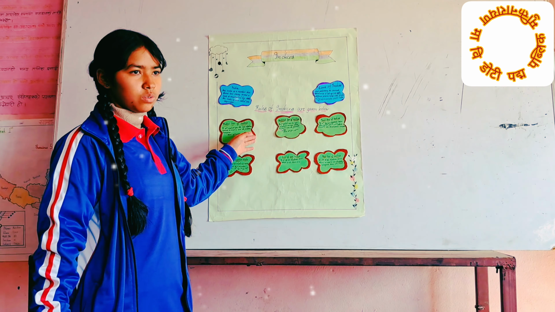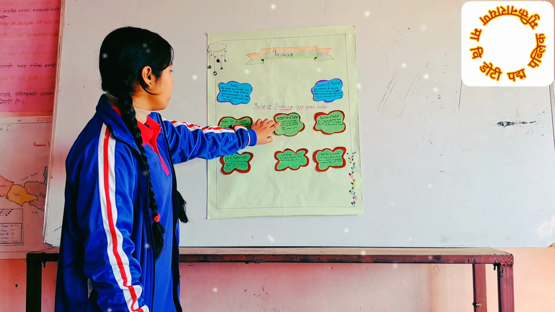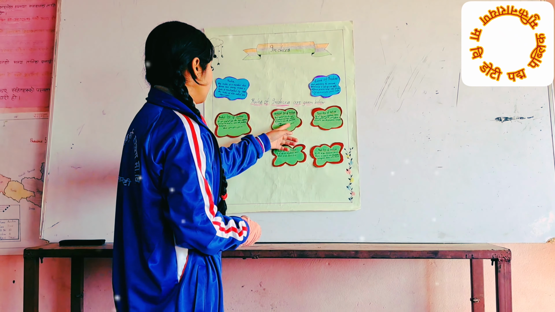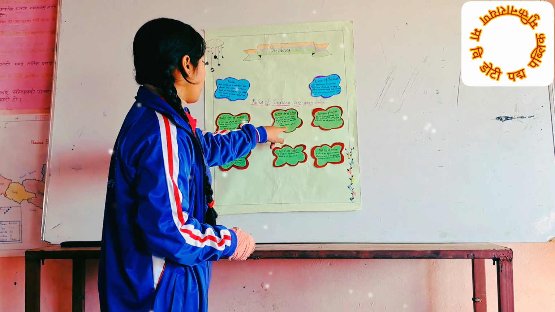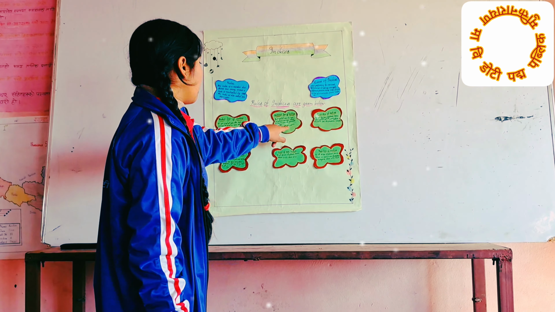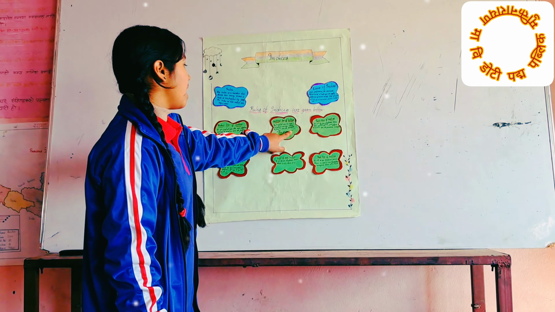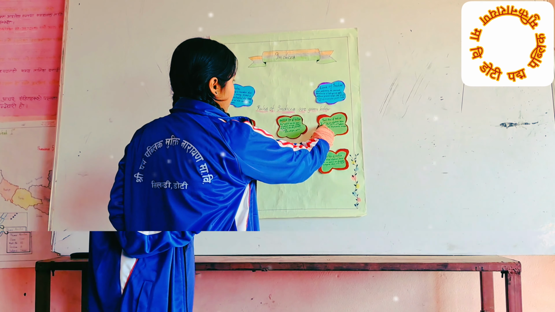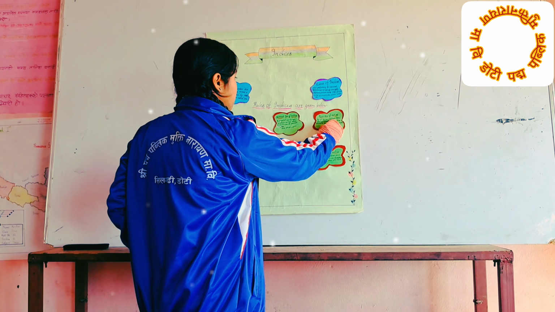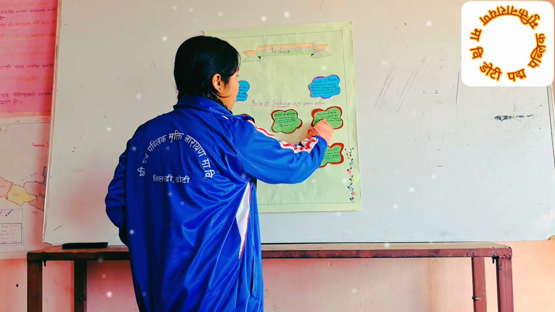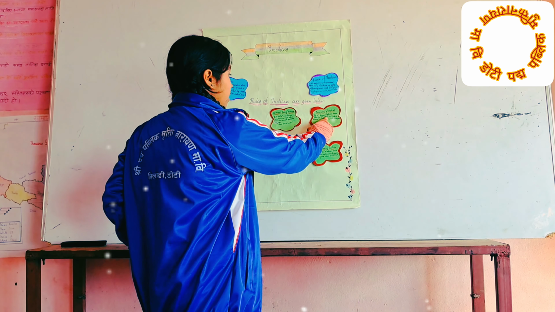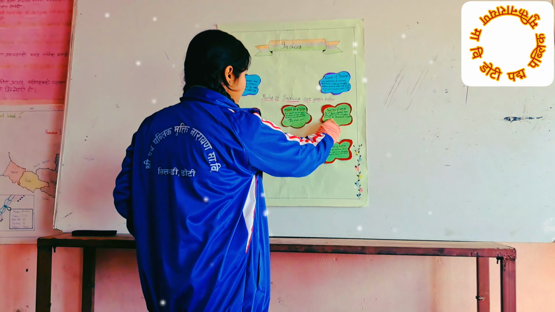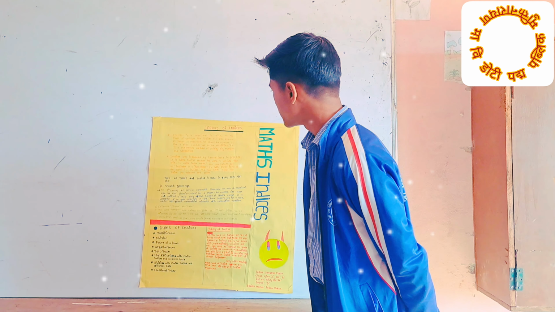And second, we go to the quotient law. If a to the power m and a to the power n are two algebraic terms where m and n are positive integers, then a to the power m divided by a to the power n is equal to a to the power m minus n. If a to the power m is an algebraic term, then a to the power m whole to the power n is equal to a to the power m into n, where m and n are positive integers.